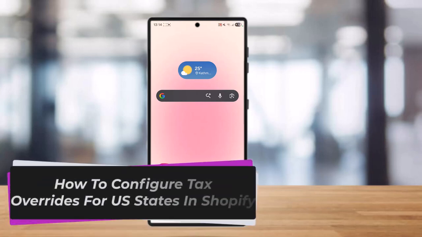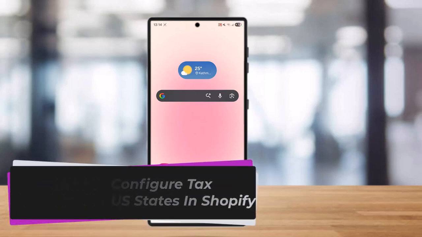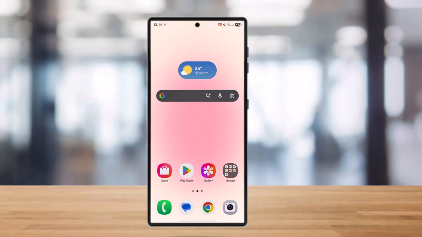So today in this video we are going to discuss how to configure tax overrides for US states in Shopify. So without wasting much of our time, let's get straight into the video.